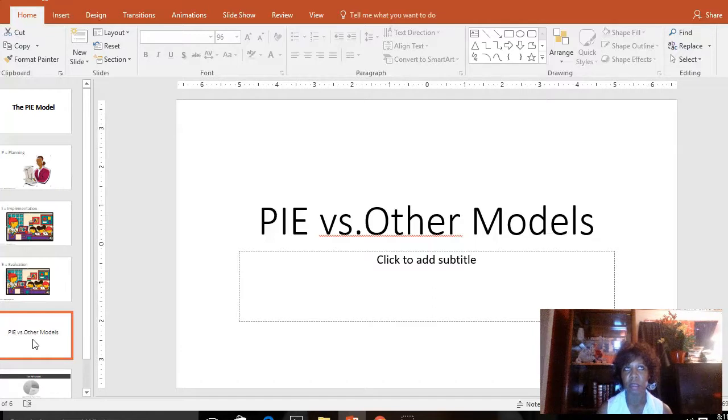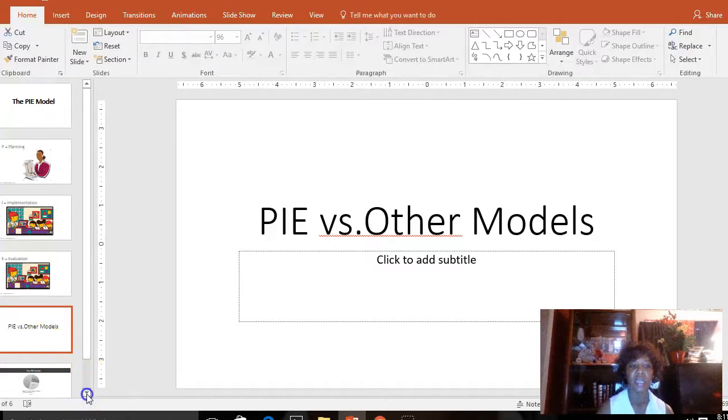So when you got a model where you can easily adjust it, it's rather simple with only 3 phases. It makes it a little bit less cumbersome and time consuming for the teacher, whose time is already limited. So this concludes my presentation on the PI model. Thank you for listening, and have a good day.